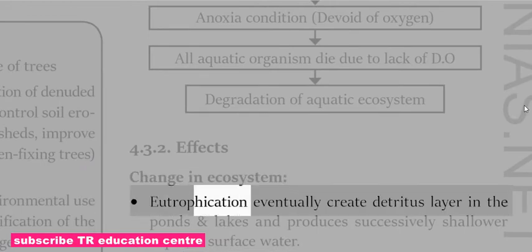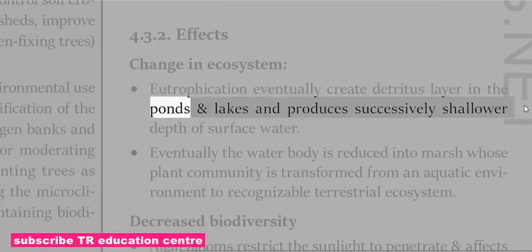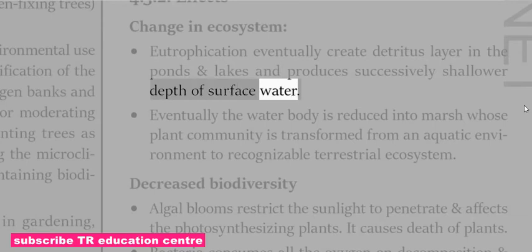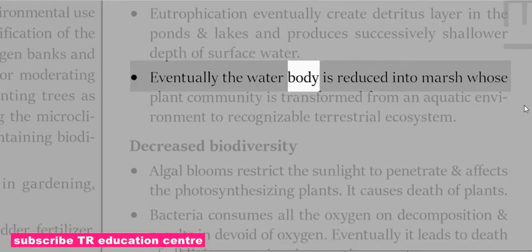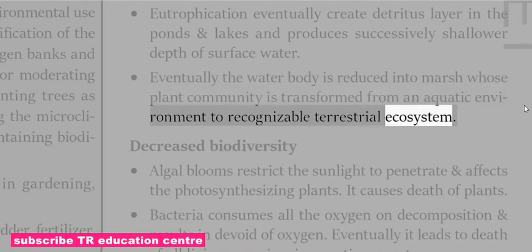Effects: change in ecosystem. Eutrophication eventually creates a detritus layer in the ponds and lakes and produces successively shallower depth of surface water. Eventually the water body is reduced into a marsh whose plant community is transformed from an aquatic environment to a recognizable terrestrial ecosystem.